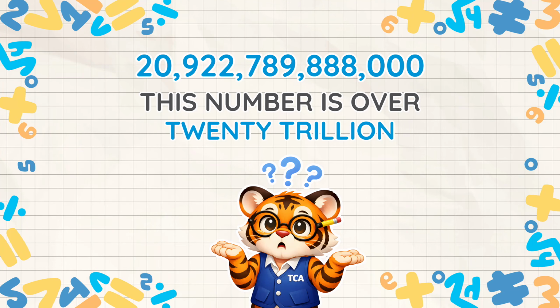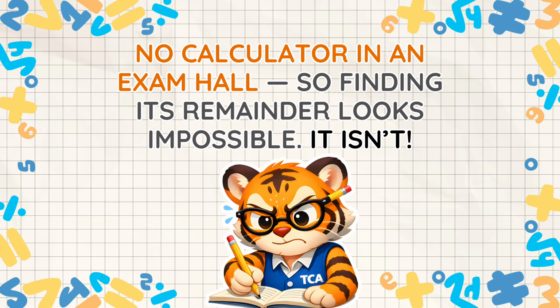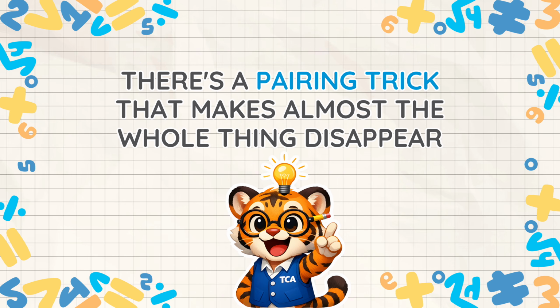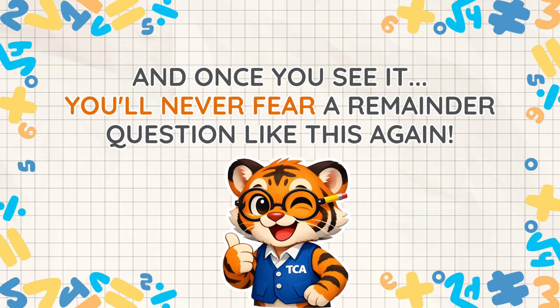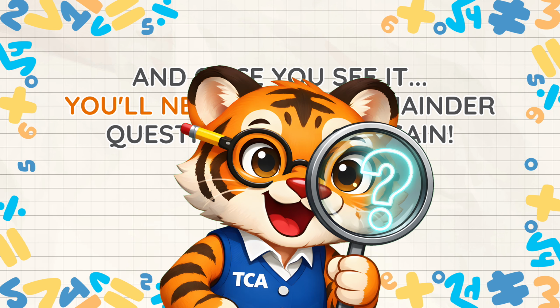This number is over 20 trillion. No calculator in an exam hall, so finding its remainder looks impossible, but with TCA's help, it isn't. There's a pairing trick that makes almost the whole thing disappear, and once you see it, you'll never fear a remainder question like this again. Now, let me show you how TCA makes things easier.